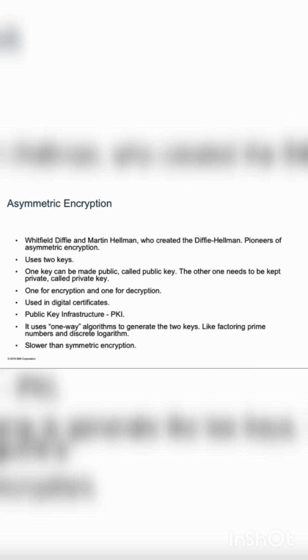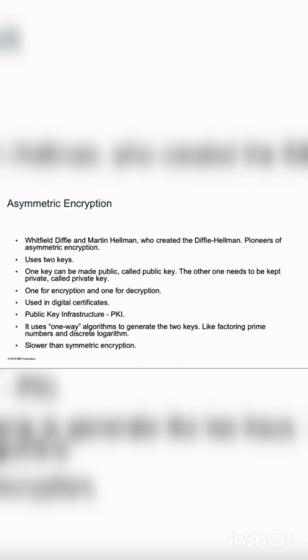Since we have two keys, one key is used to encrypt and the other one is used to decrypt. So basically, whatever is encrypted with the public key can only be decrypted with the private key, and the other way around as well. Whatever is encrypted with the private key can only be decrypted with the public key.